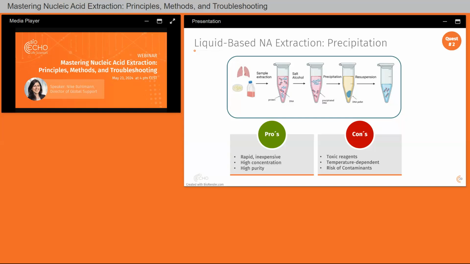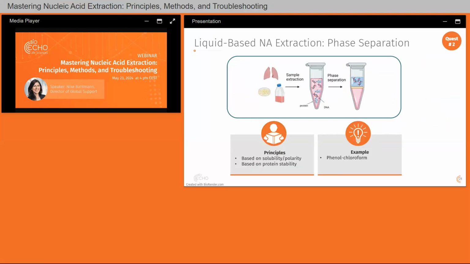What is cool in this method is that you can play around with the salts you're adding. For instance, if you want to isolate DNA, you can use sodium acetate. If you have SDS in your lysis buffer, it usually helps to use sodium chloride to precipitate your DNA. For RNA, it usually helps to use lithium chloride. We use different salts for different nucleic acid types because they have different solubilities, and we can play around with that.